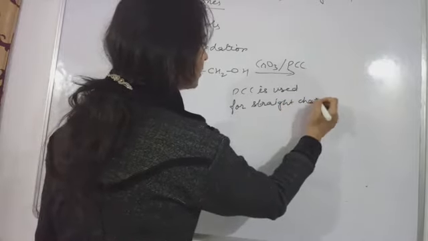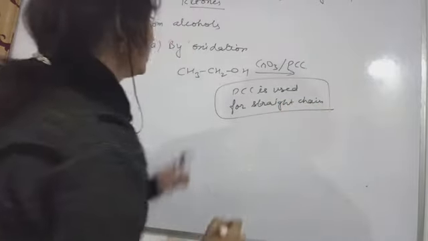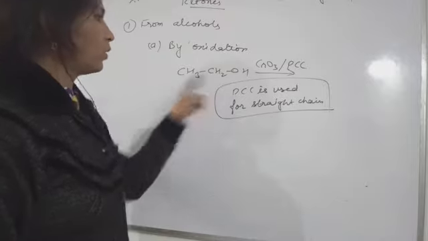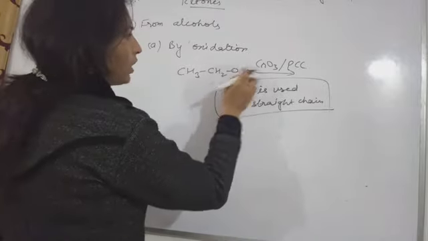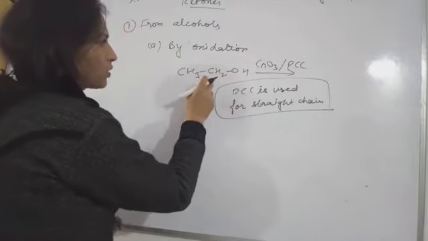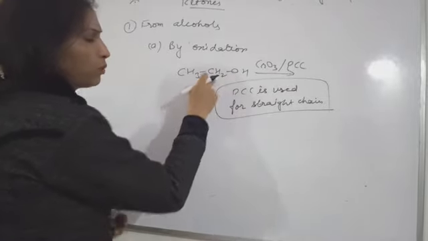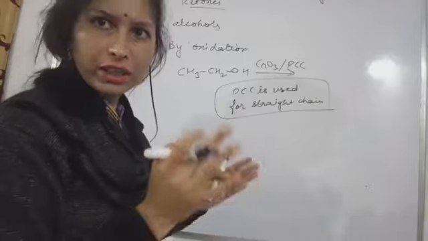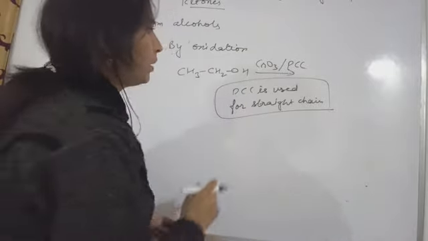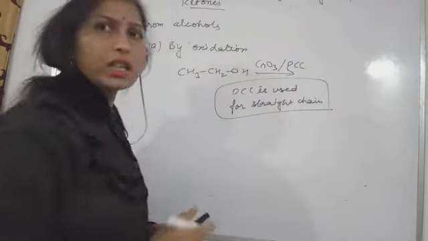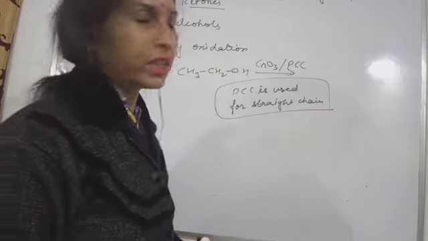Do remember this. Now see here, if the primary alcohol you have taken, then what will happen here? Oxidation is going to take place. Oxidation means here this hydrogen will be taken out, because removal of hydrogen is also counted as oxidation, because of the oxidizing agents you are using here. So this process will be called oxidation.